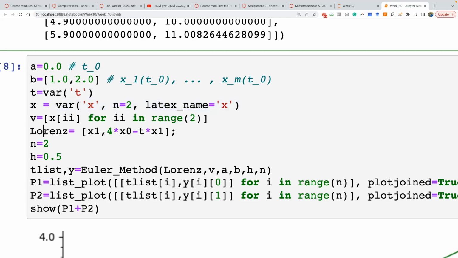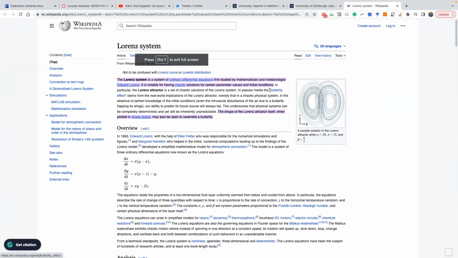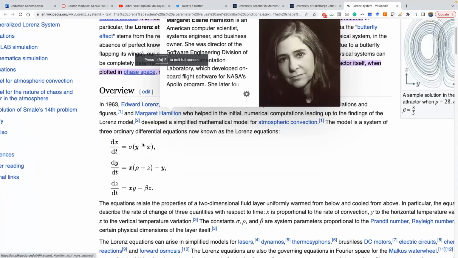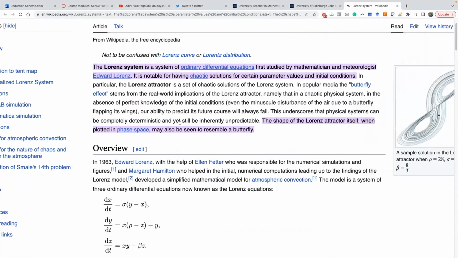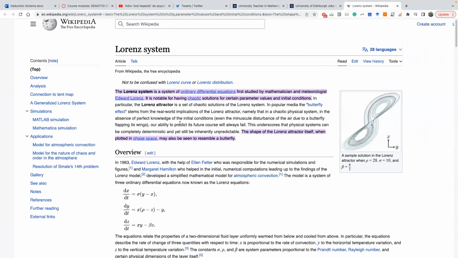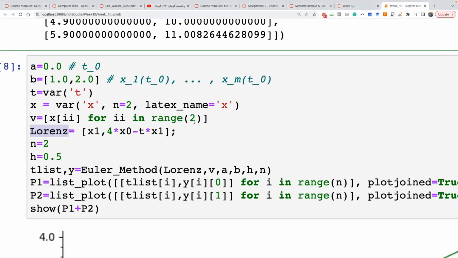Okay, so the function, I would call it Lorentz, because I wrote this one for the Lorentz system. For the Lorentz system, you can look it up on Wikipedia, and it is this guy. All right, so let's go back here. So you can call this F or Lorentz system. F is two equations, X, Y, this guy, and this guy.